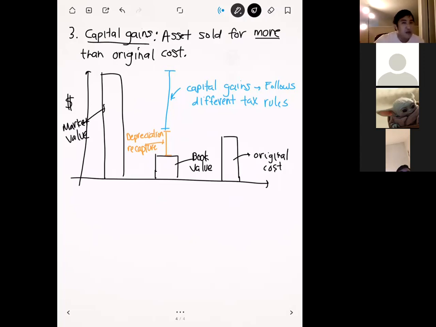That's just the account for accounting purposes, how much the asset is worth. But whether or not you can actually sell it for that amount, or whether you can sell it for more, that depends on the market.